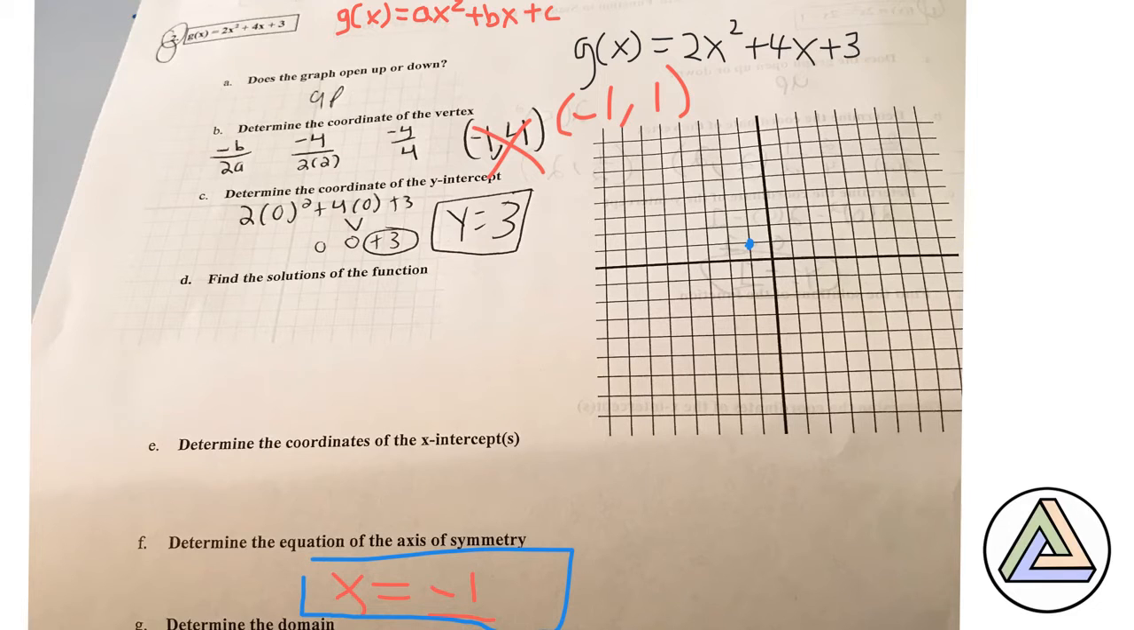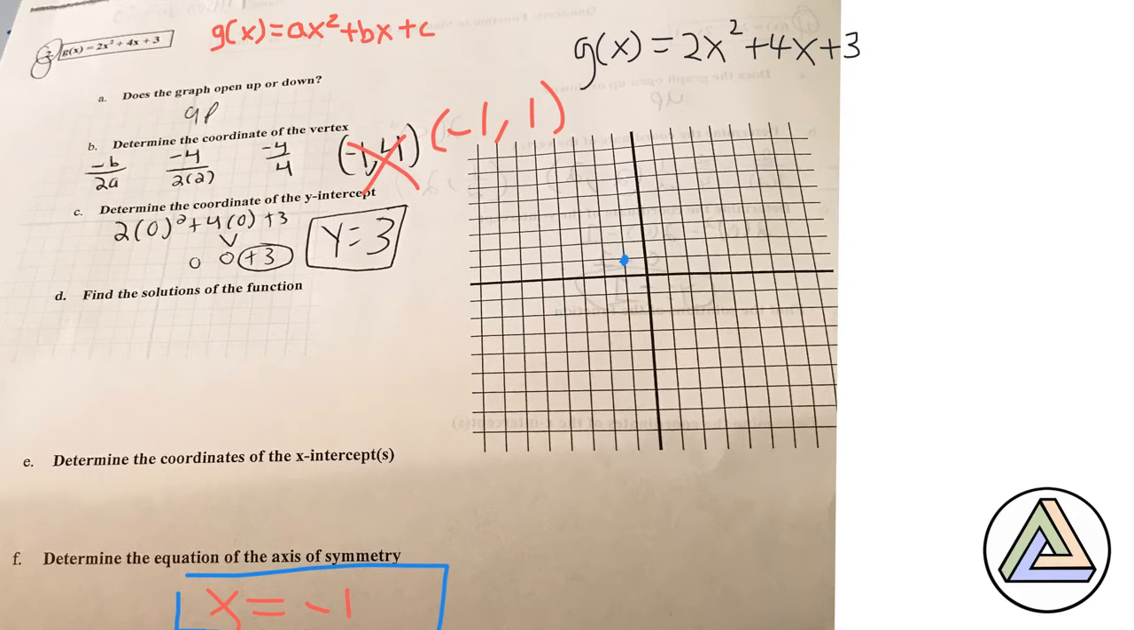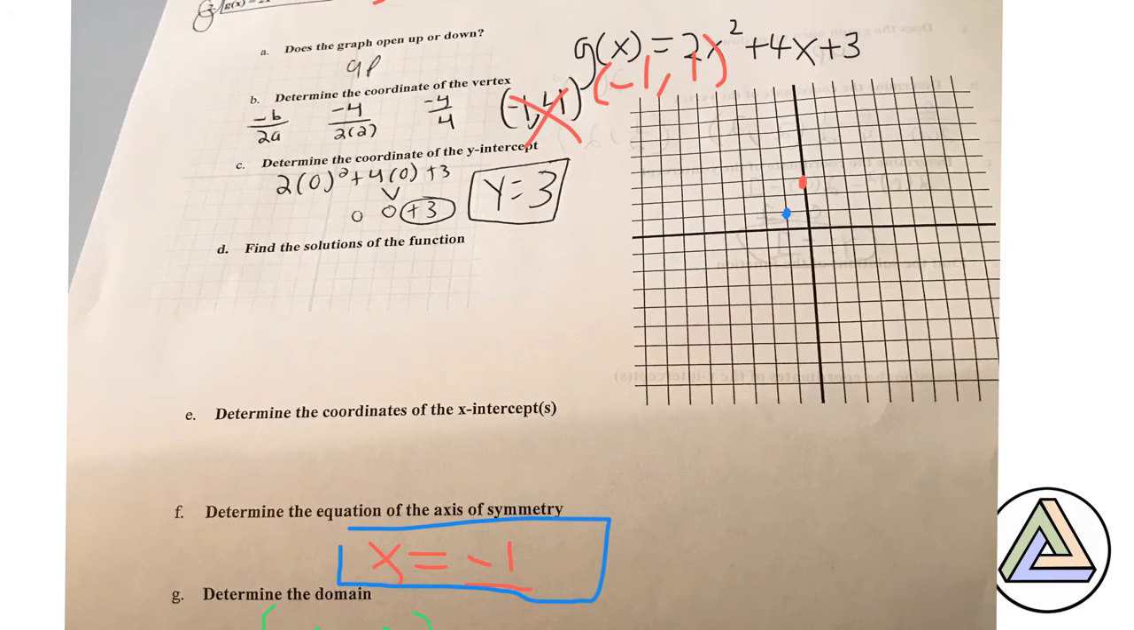Right? What else do we know about this graph? We know that the coordinates of the y-intercept, we had discovered before that the literal coordinate is 0, comma 3. But the y-intercept itself is 3. That is definitely correct. So we're going to put that in here. We're just going to put that there. Now, what else do we know? The solutions of the function, well, there's no solutions, which makes sense because it goes up. The coordinates of the x-intercepts, well, there's no x-intercepts because it goes up, right? So it doesn't cross the x-axis at all.